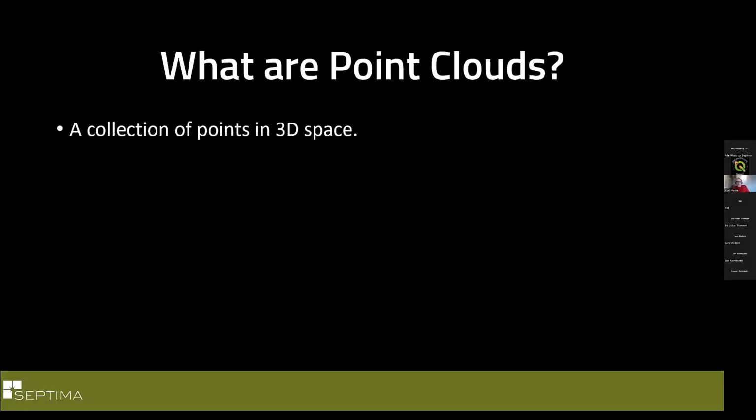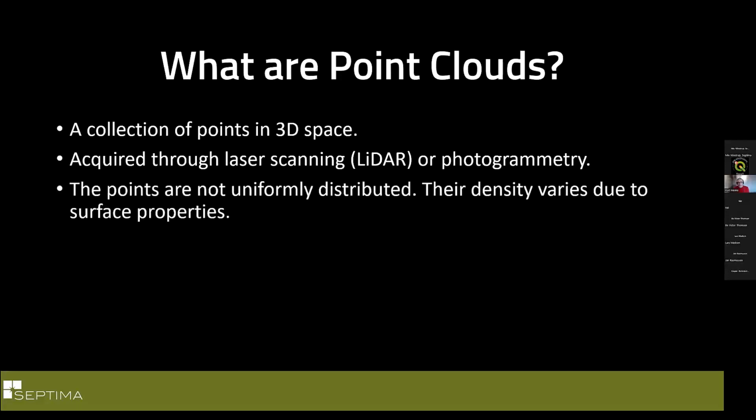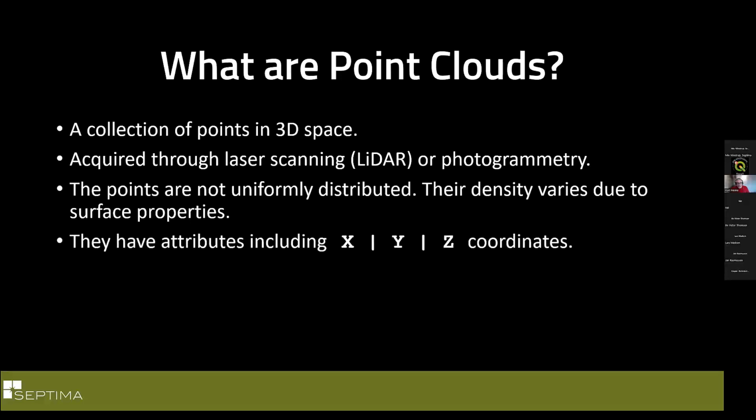So first off, what are point clouds? Well, they're a collection of points in 3D space. They're typically acquired through LiDAR, laser scanning, or photogrammetry. And of course, you can collect point clouds with drones as well. The points in a point cloud dataset are not uniformly distributed. Their density varies due to surface properties, as we'll see in some of the datasets that I show you. And they have attributes, just like a vector layer. So they have attributes including X, Y, and Z coordinates for each point.